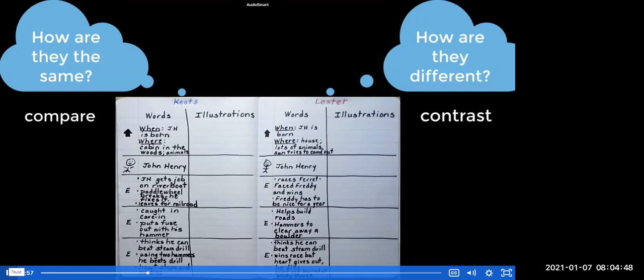You can also use this time to chat with a learning partner about the similarities and differences that you have in your two charts. Just hit play when you're ready to continue.